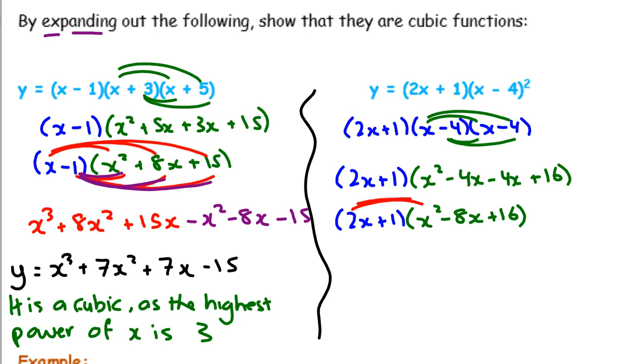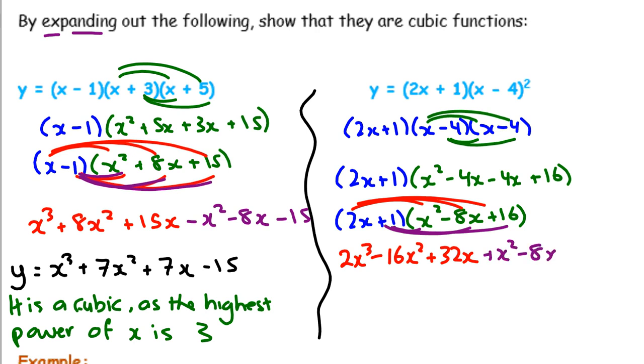Top part expanded, we get 2x cubed minus 16x squared, and then plus 32x. And the bottom part expanded, we've got plus x squared minus 8x plus 16. Now let's combine our like terms. We've got 2x cubed, minus 16x squared plus x squared, which you agree is minus 15x squared. 32x minus 8x would give us plus 24x, and then plus 16.